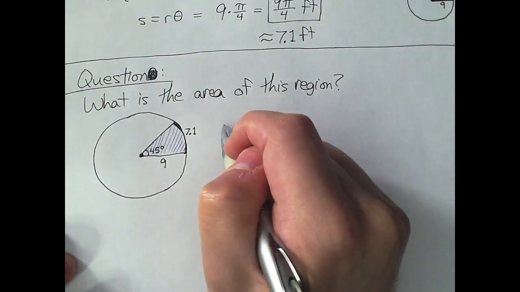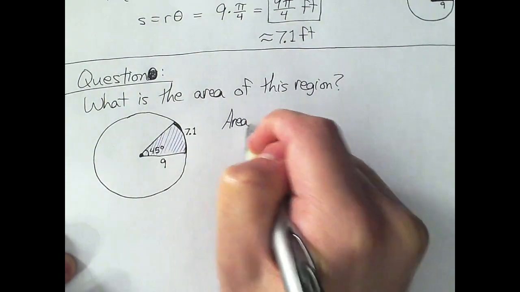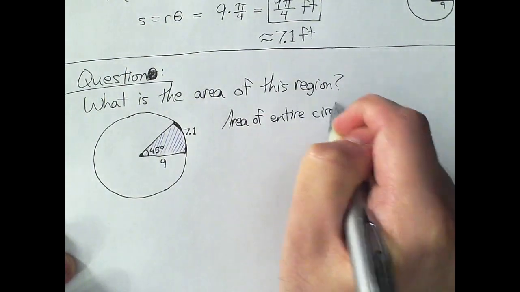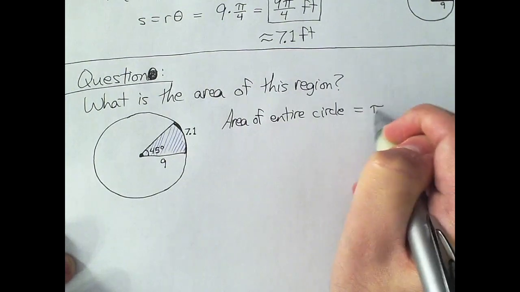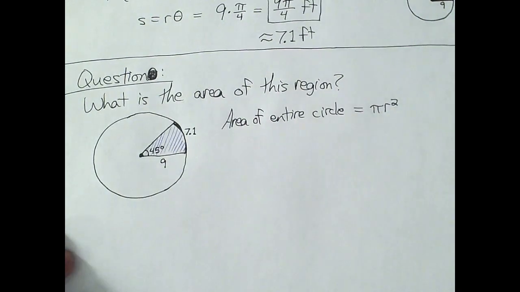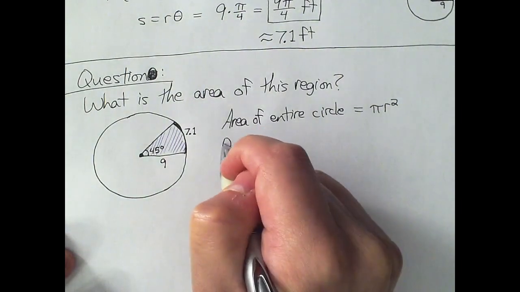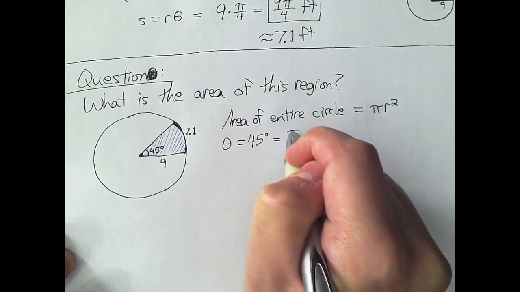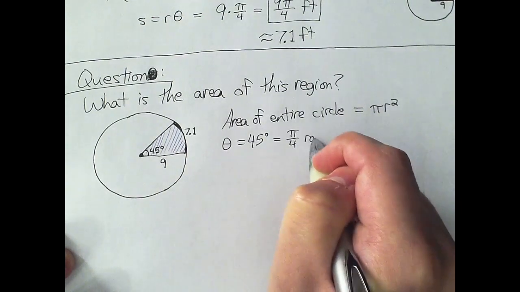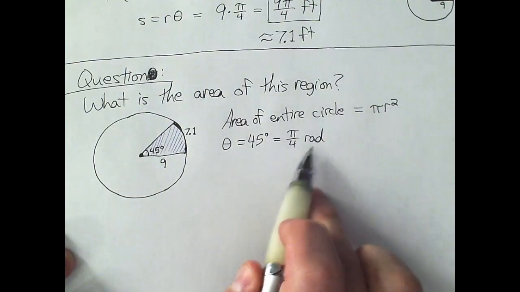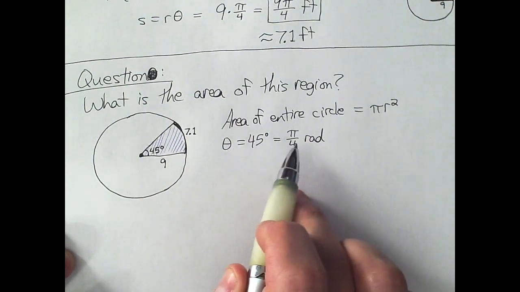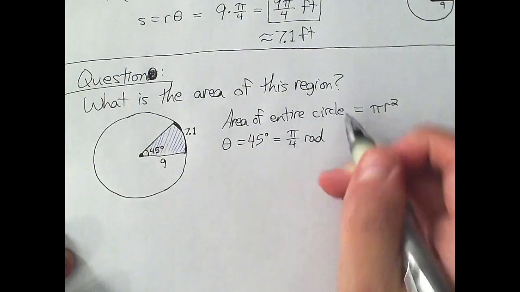So, one thing I'll say is that we know the area of the entire circle. What's the area of the entire circle? That's pi times the radius squared. That's the formula for the area of a circle with radius r. Well, we have theta, which is 45 degrees, which is pi over 4 radians. It's okay to put an equal sign between them. They're just two different units of measurement. Theta is 45 degrees, which equals pi over 4 radians.